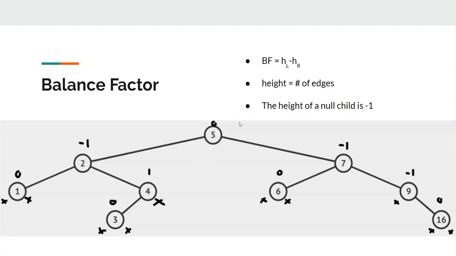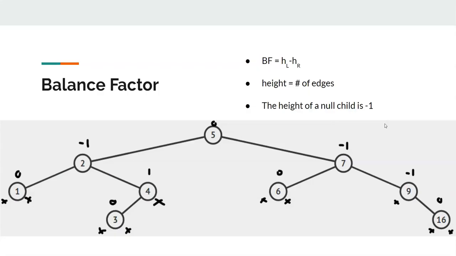So for instance, if we were to calculate the balance factor of the root, we would first go to the left subtree starting at 2. We see that its height is 2. We look at the right subtree starting at 7. Its height is also 2. And we take the difference between that and we get a balance factor of 0. For 7, its left subtree has a height of 0. Its right subtree has a height of 1. And we take the difference of those two and we get -1.